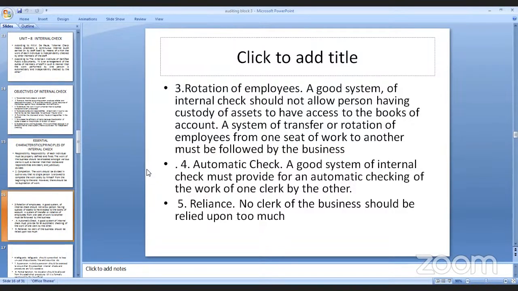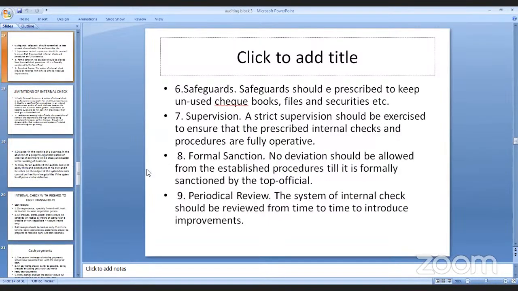Next, automatic check. It is an important aspect; it is a good system. The work done by one clerk will be checked by another. So automatic check takes place, so that there is a chance to reduce the errors. Next, reliance. No clerk of the business should rely too much on any one, so they must be independent to learn things. Next, they have to safeguard the checkbooks, files, and securities properly.